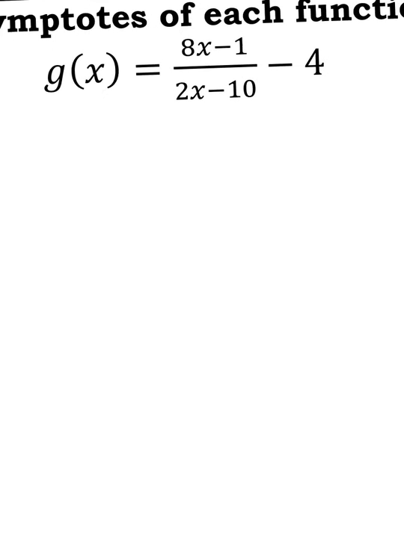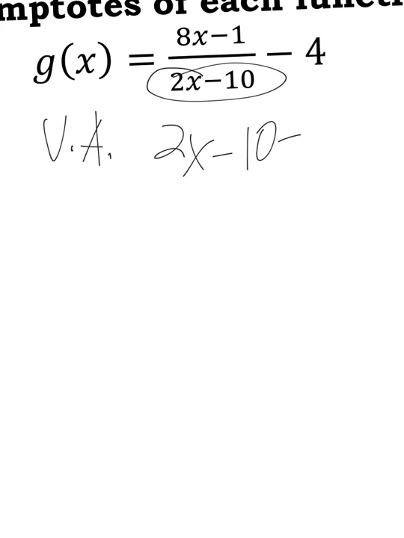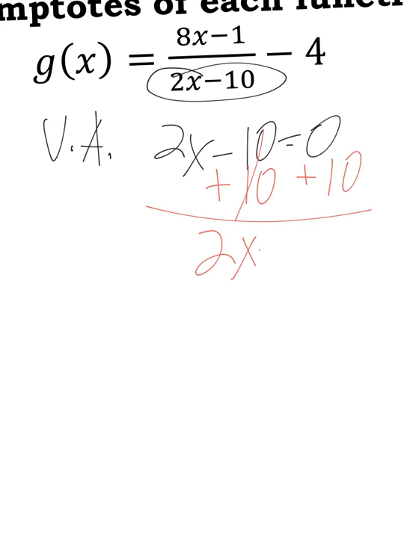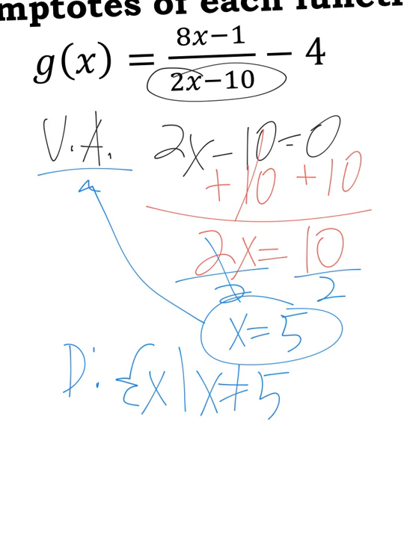So on this one, I'm going to start with setting the denominator equal to 0 for my vertical asymptote. So I have 2x minus 10 equals 0. So I can add 10 to the other side. And I get 2x equals positive 10. And so then I can divide by 2. And I'll get x equals 5. That is my vertical asymptote. So my domain is x is in all real numbers such that x cannot equal 5.